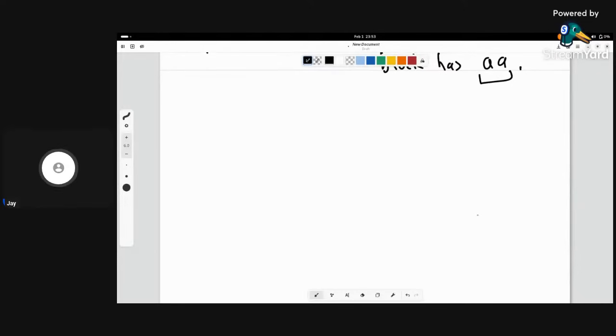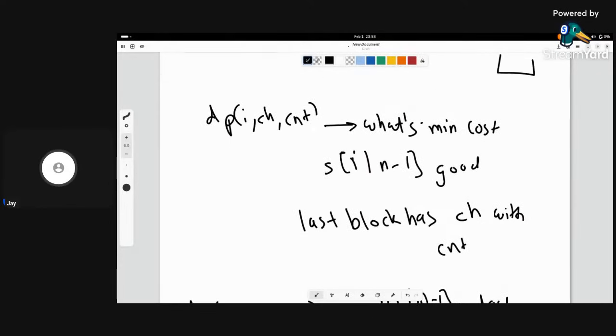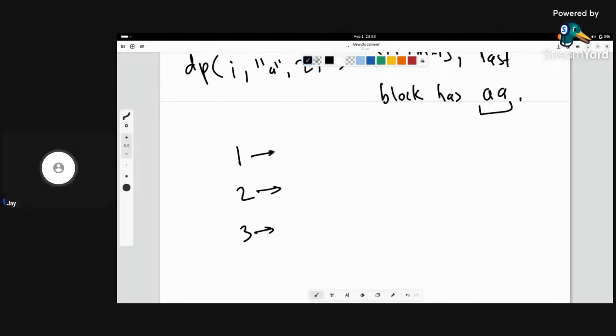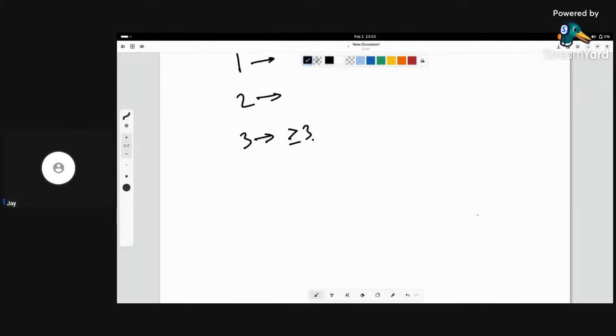Now what you can do is we can once again maintain this complete DP thing for all i's, for all characters and 3 counts. So 3 counts would be 1, 2, 3. Count of 1 means block of size 1, count of 2 means 2, count of 3 means you could have it equal to 3 or greater than or equal to 3 also works.